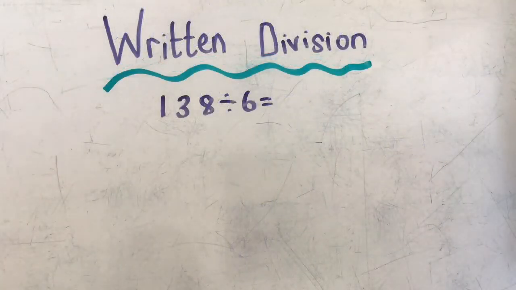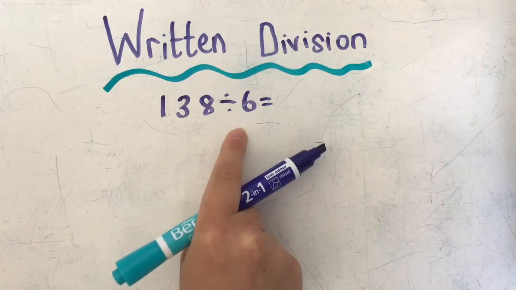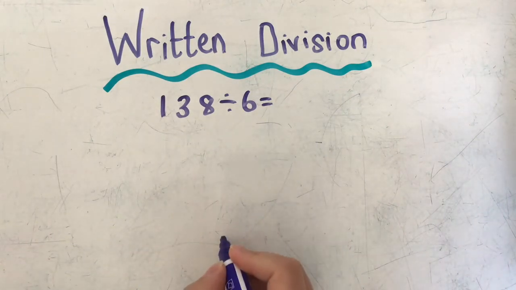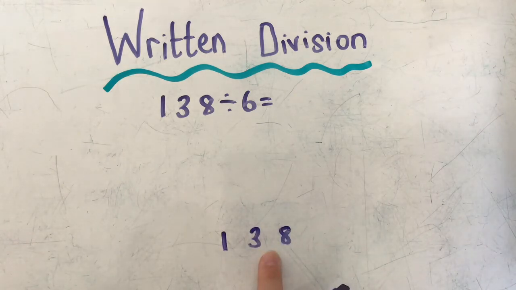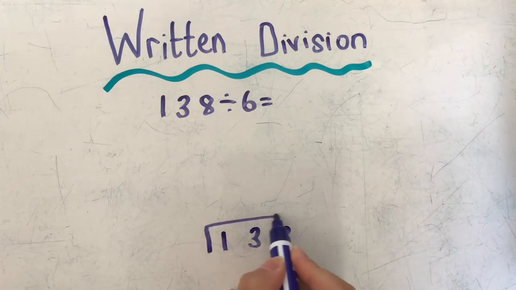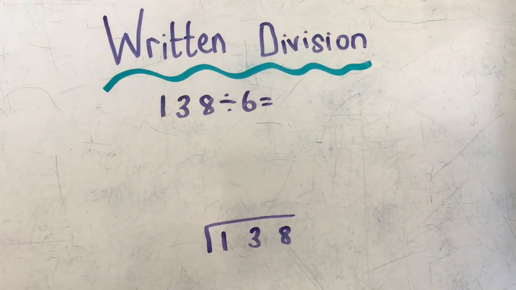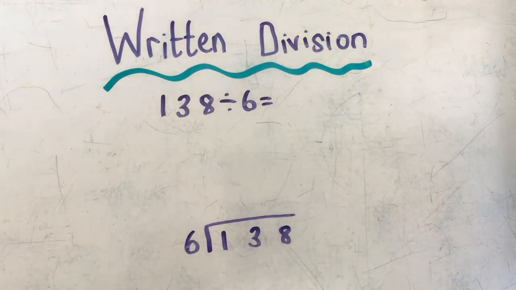I'm going to show you a slightly harder example now. So this time we've got 138 divided by 6. So we're going to write out the number 138, remembering to leave a little bit of space between each of our digits so we have room in case we need to carry over. And we're going to draw out our bus stop method. And then we're going to write in our divisor, or the number that we are dividing by, which in this case is 6.